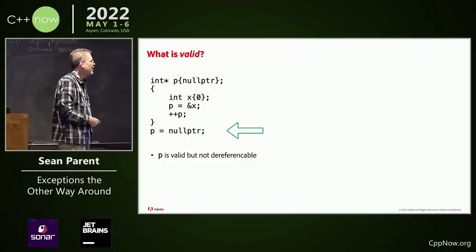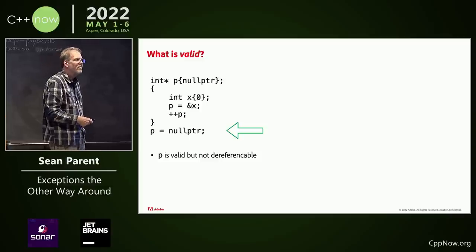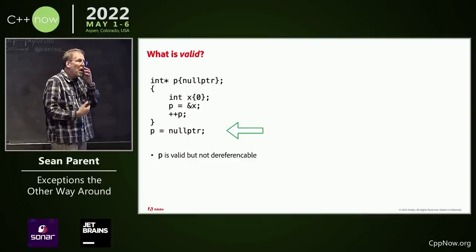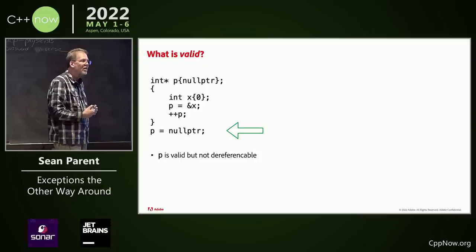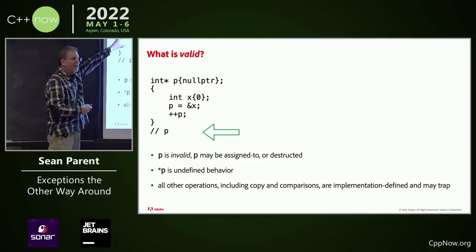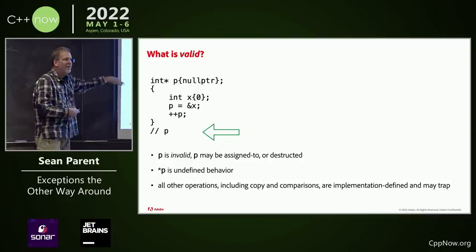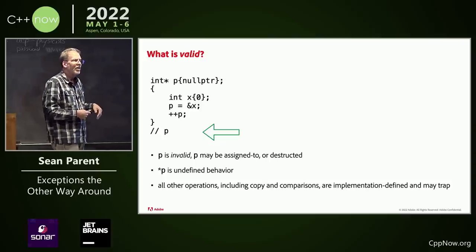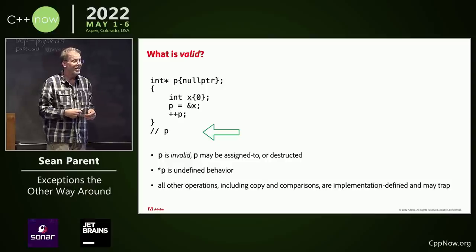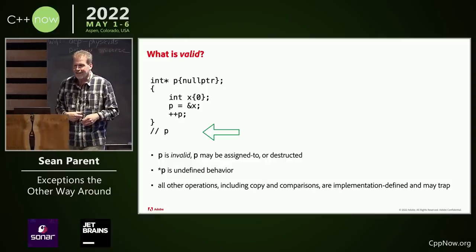Question over here. What happens if you put a runtime condition within the brackets where, on one pass, you set P to null, and on the other, not? Inside the brackets you have if some runtime value, then p equals null pointer. What's the value of P down here? So the question is, is it valid then, because it depends on a runtime value? It is conditionally valid.